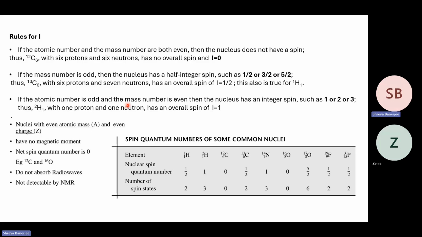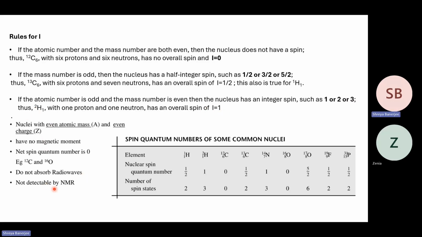Other elements might have other I values. This second case was the mass number being odd. The third case is the atomic number being odd, for example deuterium, the heavier isotope of hydrogen. You can see the atomic number is 1, that is odd, and the mass number is 2, that is even. In that case, the nucleus will have an integer spin, that is the I value can be 1 or 2 or 3. In case of deuterium, it is 1.